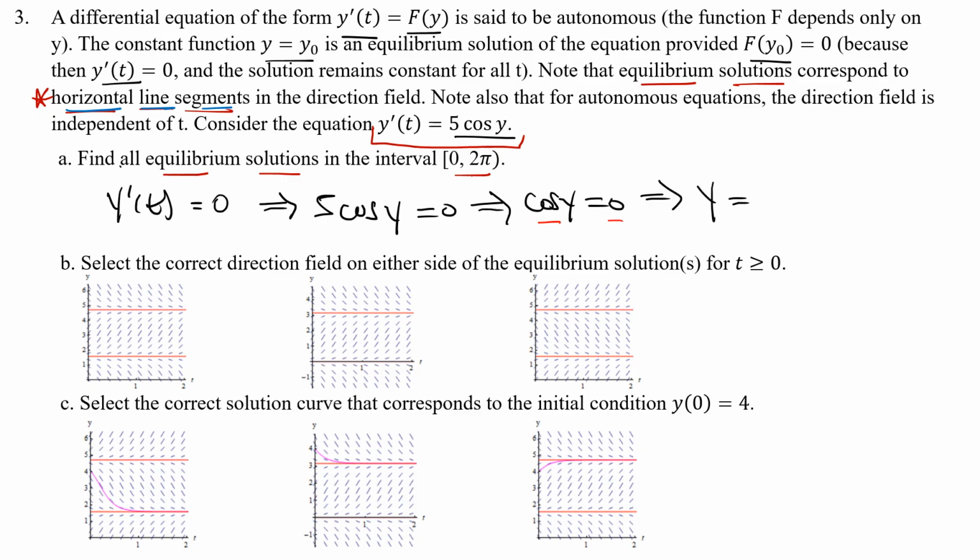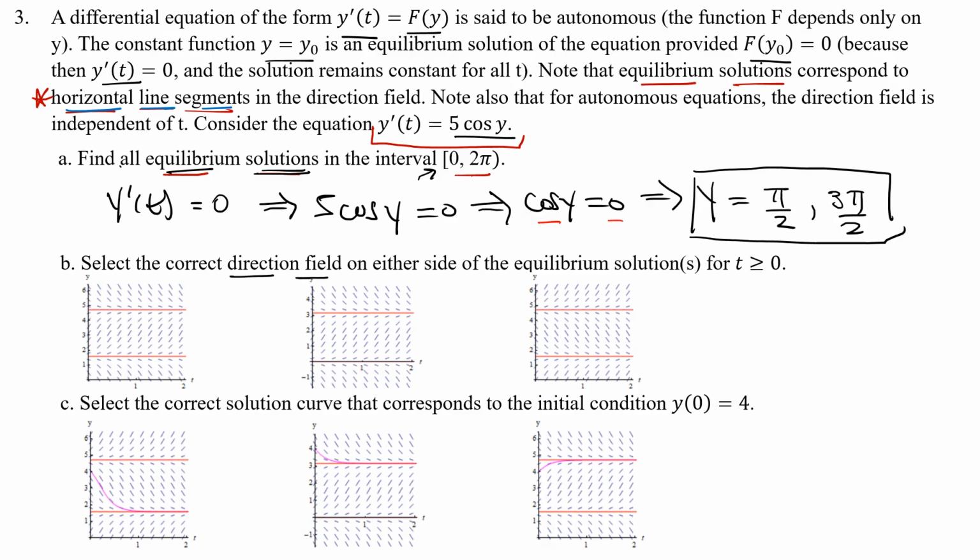All right, well, we can just simply go to the unit circle and find where cosine is 0. So cosine is going to be 0 at the top of the unit circle, pi over 2, and then also at the bottom of the unit circle at 3 pi over 2. So here, this is going to be considered all of our equilibrium solutions in between this particular interval. All right, well, now we want to see what the direction field is going to look like. So we want to pick the correct direction field on either side of the equilibrium solutions.